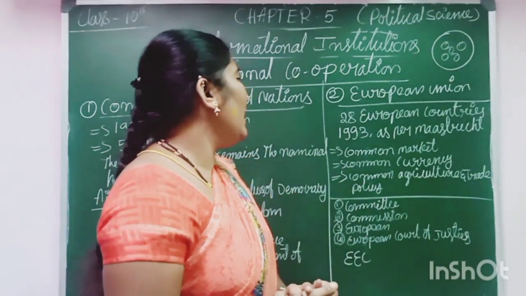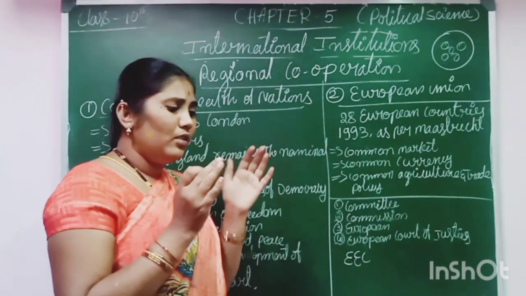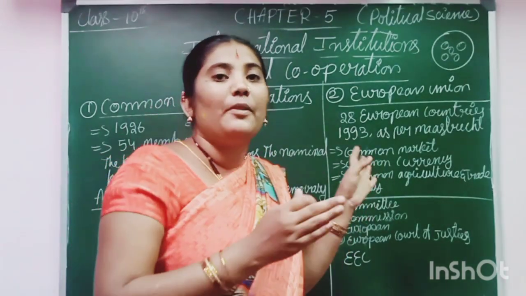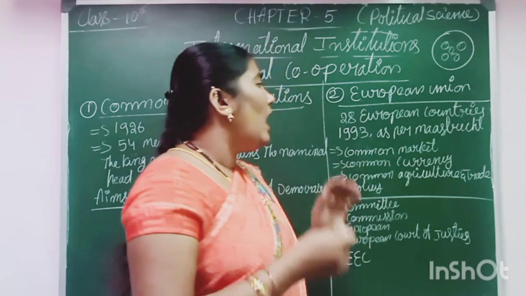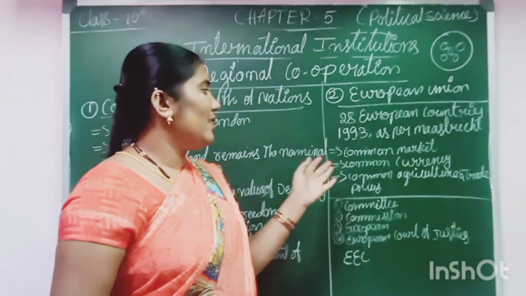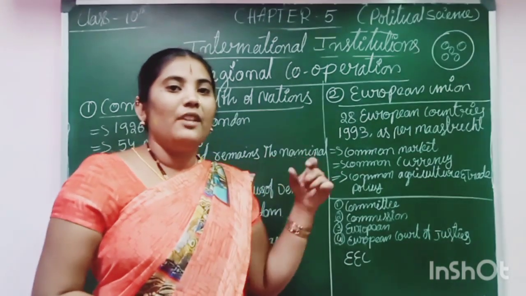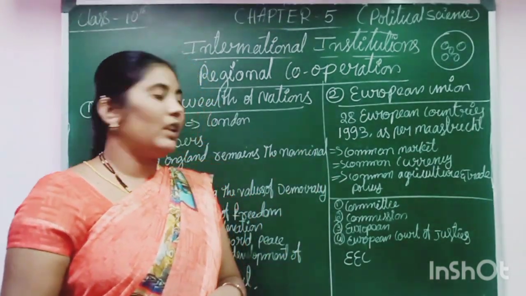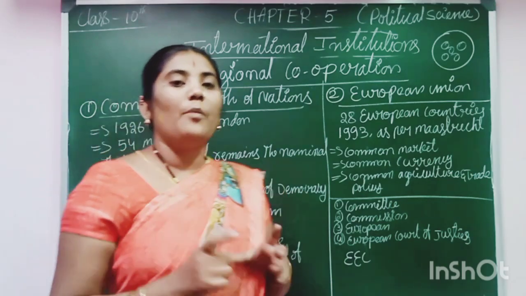Then afterwards we can see a market system, currency, and trade policies of this type. So let us discuss that. The main feature is the common market. What is it? It has a common market.